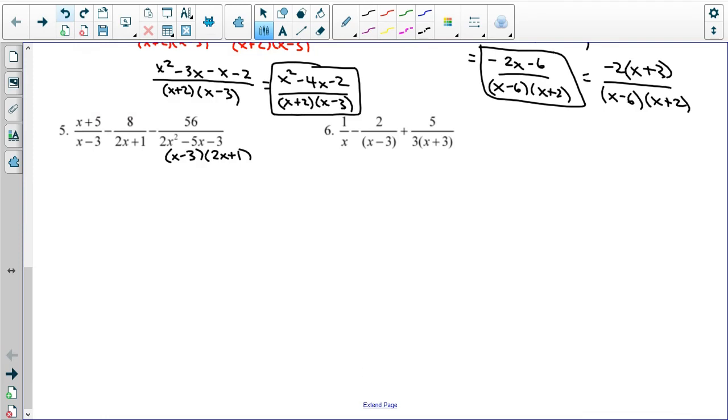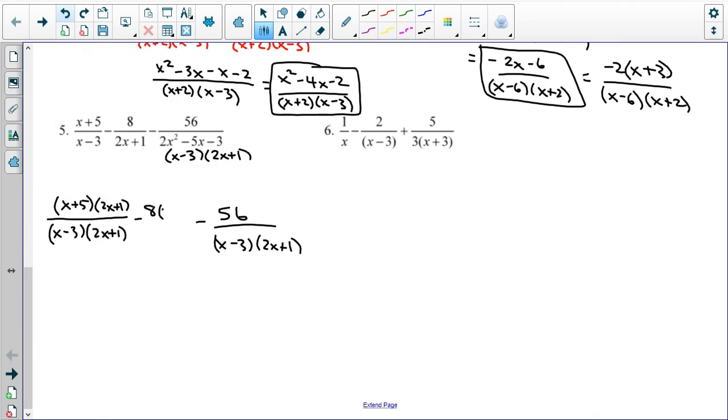So this last term, minus 56 over x minus 3 times 2x plus 1, I don't have to change anything there. If I look at this first term, I'm missing a 2x plus 1 from the numerator and denominator. So I have x minus 3 times 2x plus 1 as my new denominator. Then I have minus 8, and that's missing an x minus 3 over x minus 3 times 2x plus 1.